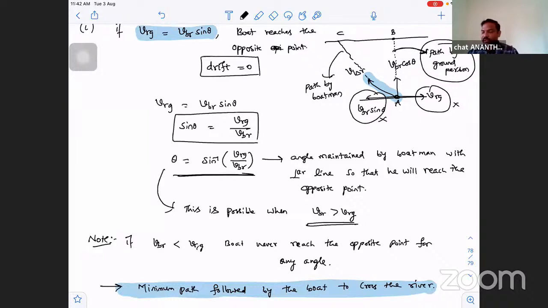Okay, zero drift case is nothing but the minimum path followed by the boat to cross the river also. Both the cases are reaching the opposite point. The question is: what is the angle maintained by the boatman to reach the opposite point? What is the angle maintained by the swimmer to get the zero drift? He has to move perpendicular.